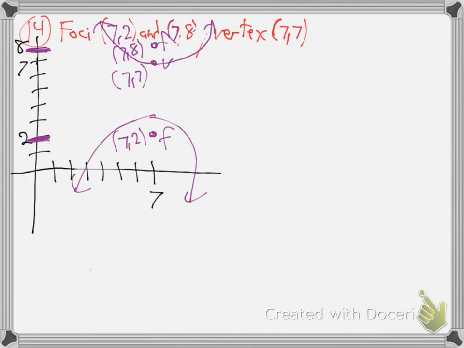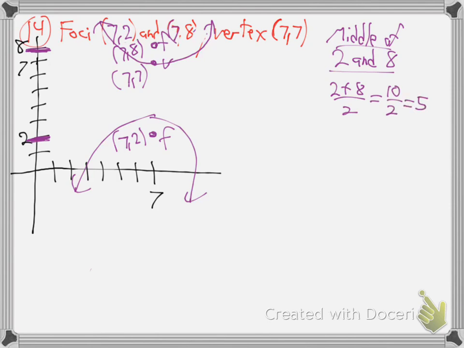How do you find the middle of two numbers? Average. Yeah, we've done this a couple times, huh? Remember, to find the middle of two numbers, you do the average. So the middle of 2 and 8, you add them and divide by 2. 10 over 2, 5. 5 is the middle of 2 and 8. So 5, right there. That's the center.